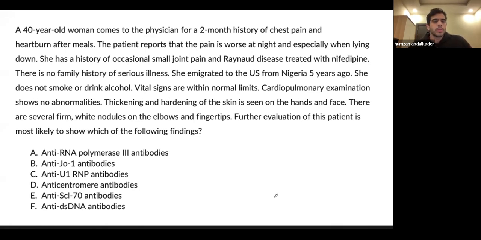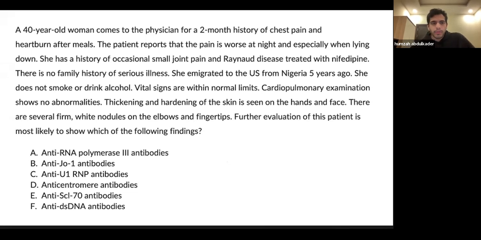Cardiopulmonary examination shows no abnormalities. Thickening and hardening in the skin is seen on the hands and face. There are several firm white nodules on the elbows and fingertips. Further evaluation of this patient is most likely to show which of the following findings. Okay. Now, be careful here, because here the antibodies are very important. They get asked a lot, and they can get kind of confusing.